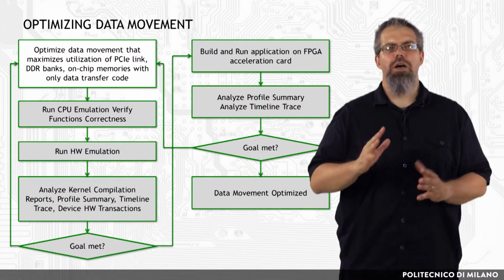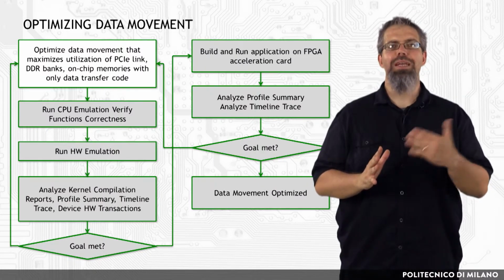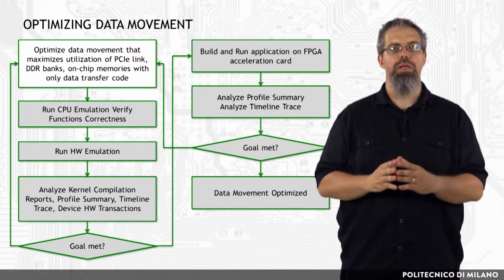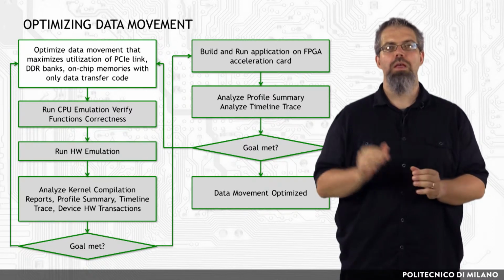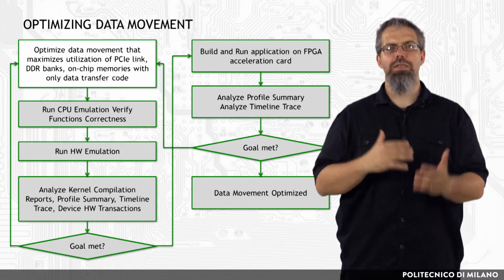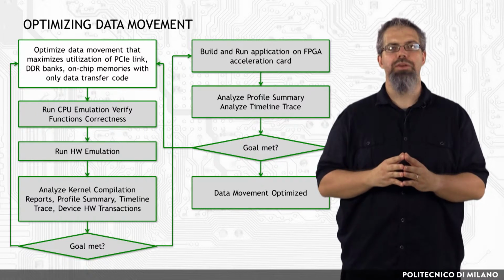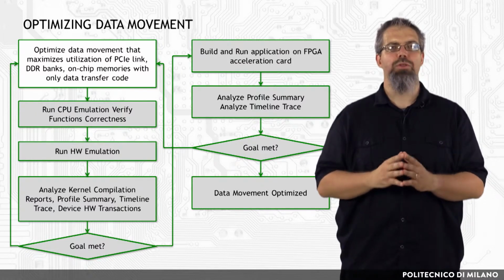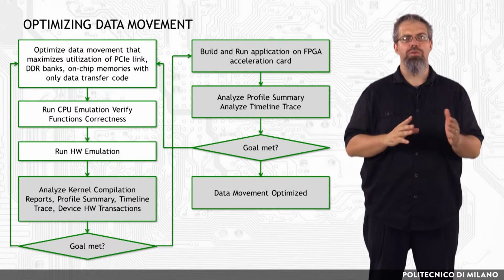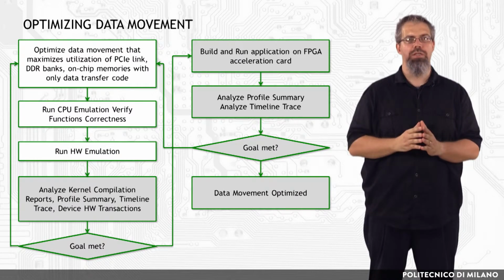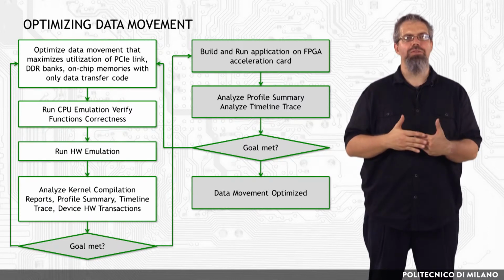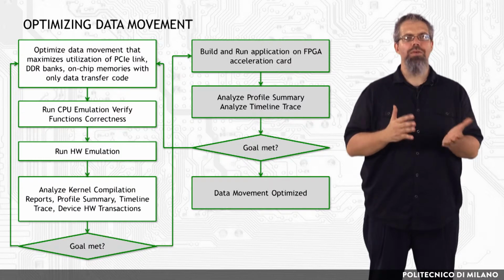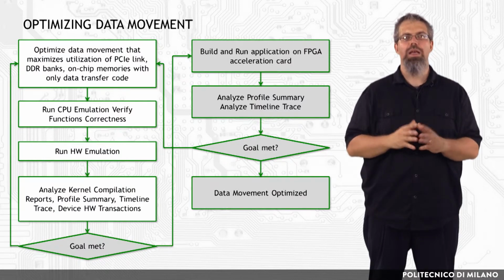This is not an easy and straightforward task, and it may require multiple iterations of running CPU emulation, hardware emulation, as well as the execution on FPGAs to achieve the goal. The overall optimization flow can be seen in the figure, where we can fully appreciate the iterations we have to go through. We have two check-in points. The first happens at the end of the CPU and hardware emulations. By analyzing the kernel compilation reports, profile summary, timeline trace, and device hardware transactions, we have a first idea of the performance we are going to obtain, as well as the hardware requirements to implement our design.